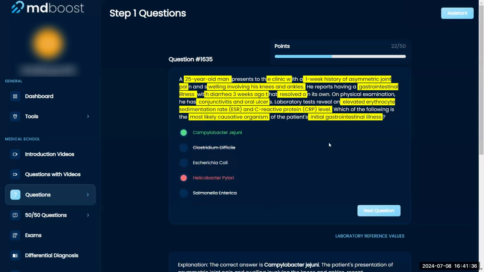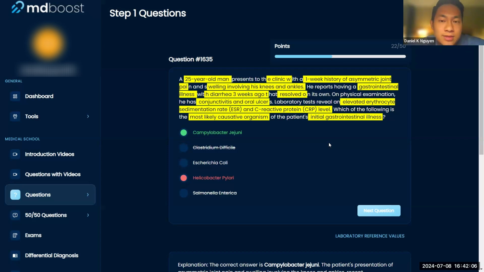So let's work through this together. So C. diff, like you said, is going to have some kind of history of antibiotic use. A lot of diarrhea, but not really so much arthritis and things like that. E. coli can give you bloody diarrhea, can give you watery diarrhea, depending on what it is. But usually not going to give you arthritis. But it can give you something like HUS, which is platelet destruction, petechiae, blood in the urine, but not too much arthritis and things like that.